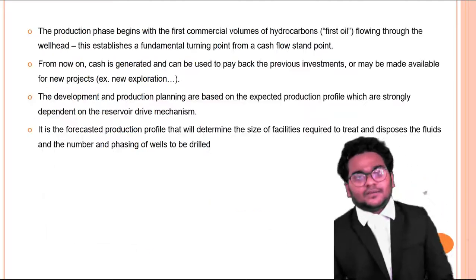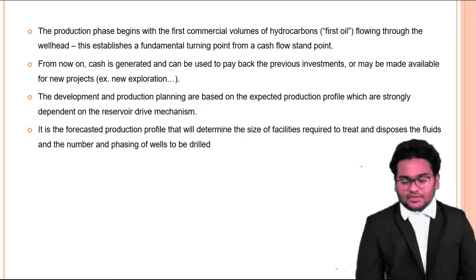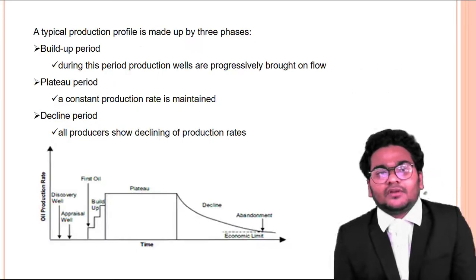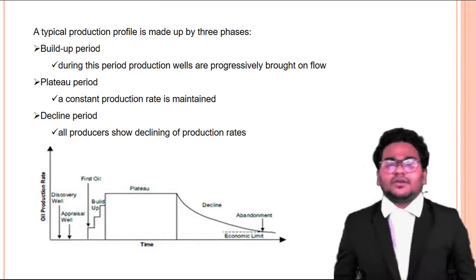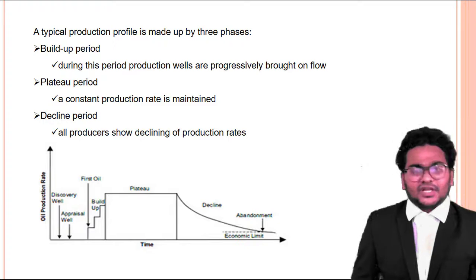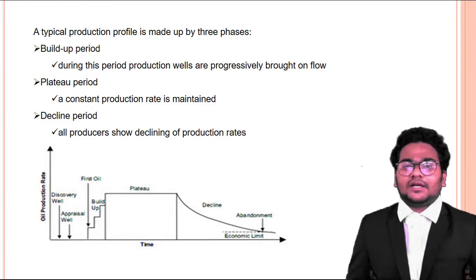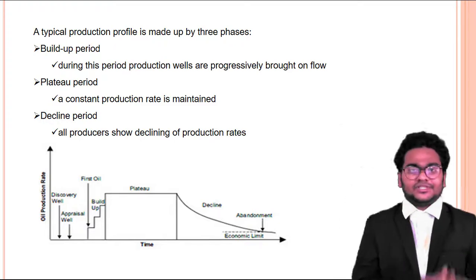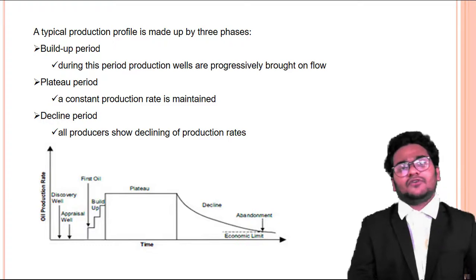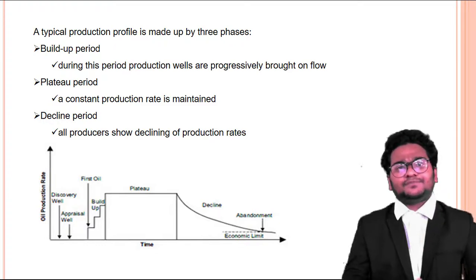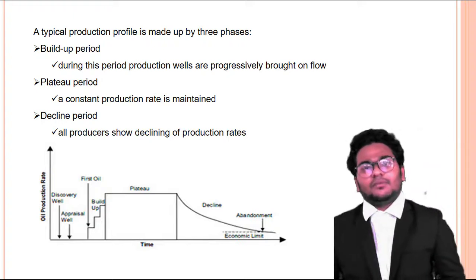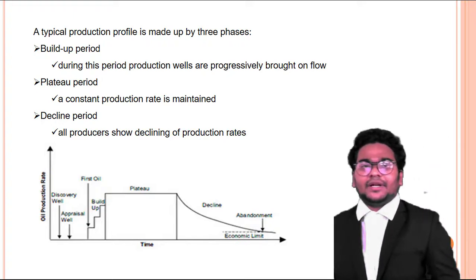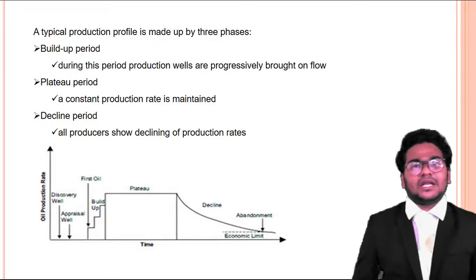So this is the next one. This is the typical diagram of well production rates. Initially, there are three phases during the total life of a well. The first is what we call the build up level, the next one we call the plateau level, and the last one is the abandonment, that is, the decline period.